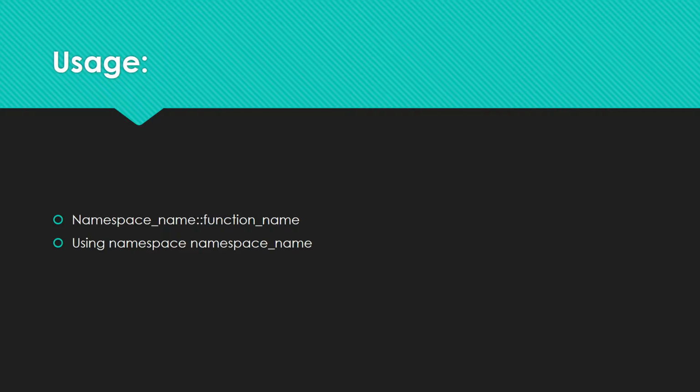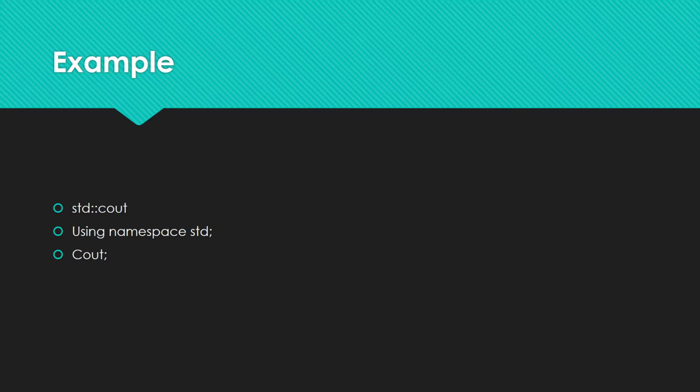The first option is to use the namespace name, followed by 2 colons, followed by the function name, or the particular name of whatever out of that namespace we want to use, whether that be a variable, a class, which we'll discuss in a later series, or a function. The second way we can use a namespace is by writing using namespace and then the namespace name at the top of the file, which removes the need for us to use namespace name colon before every function from that namespace that we want to use.